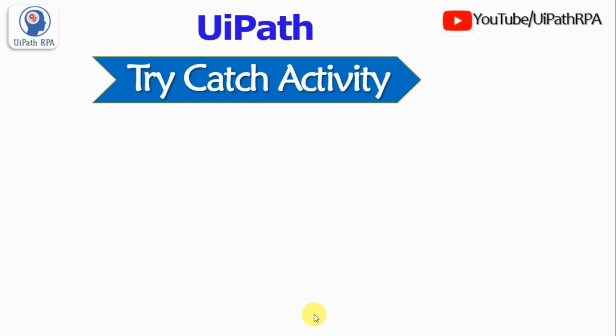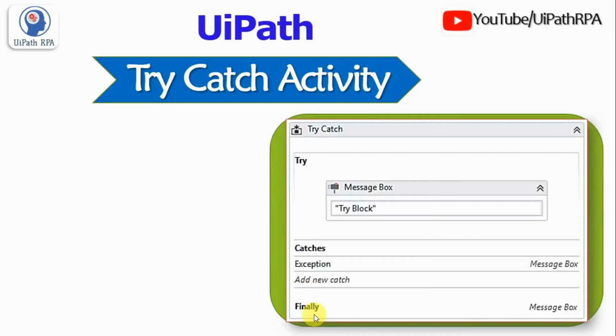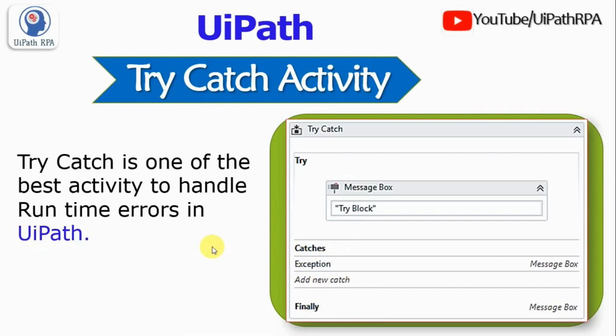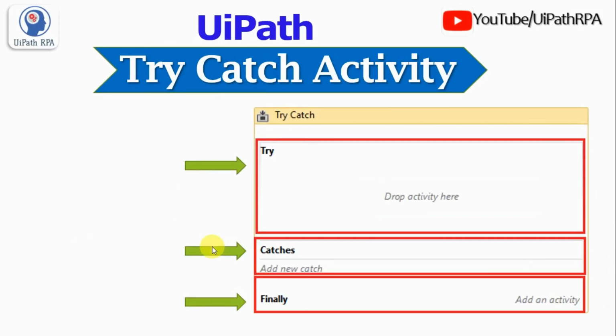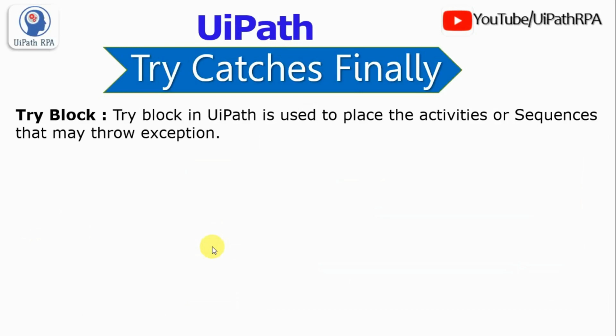Now we learned about the try catch activity which is available in UiPath. That is a part of error handling. If we use that try catch activity, it will look like this: the try catch, with try, catches, and finally. The try catch is one of the best, or you can say the most important, activities to handle runtime errors in UiPath. If you see here, there are three blocks: the try, catches, and finally. Okay, we'll see here the try block.